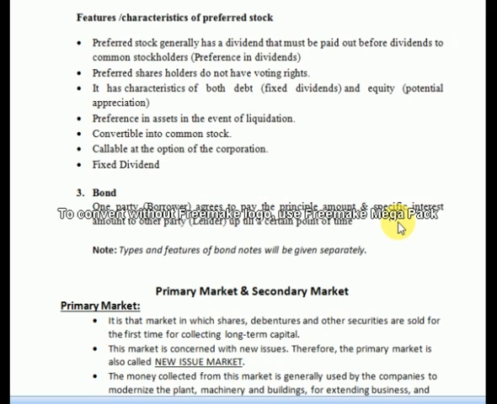Look, sometimes the bond's interest rate is fixed till maturity, but in some cases up to some period of time the bond rate is fixed, and after that period till maturity some fluctuations take place in the interest rate. So that's called variable interest rate bonds.